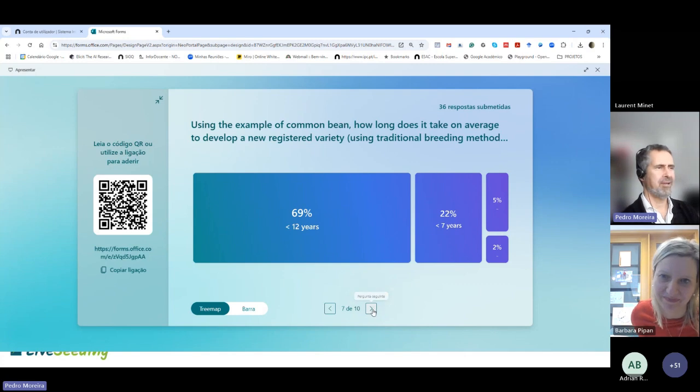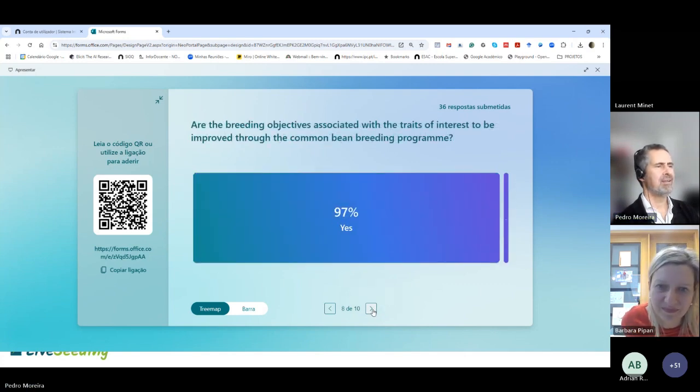Yeah, thank you, Barbara. And yeah, super, perfect. Yes, it's really strongly associated. The majority of the students actually answered correctly, and this is something which is strongly associated with each other. So yes, the breeding objective and traits of interest are associated, but not always. So maybe some of the answers were not completely correct as well.